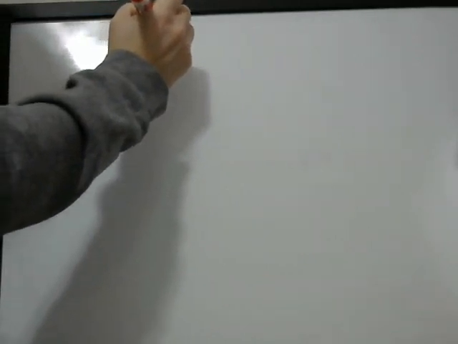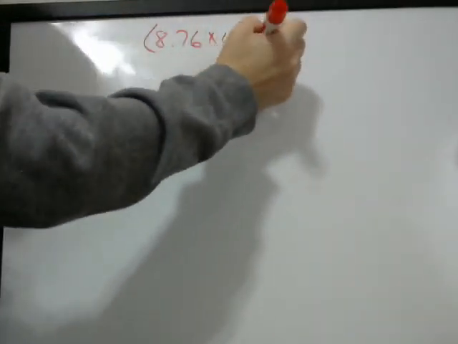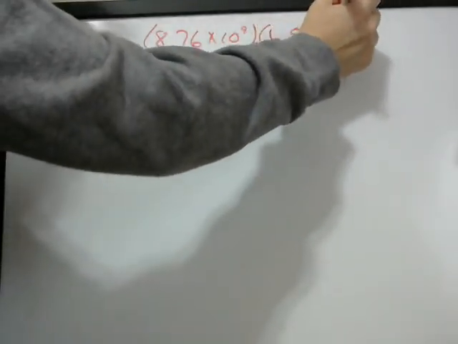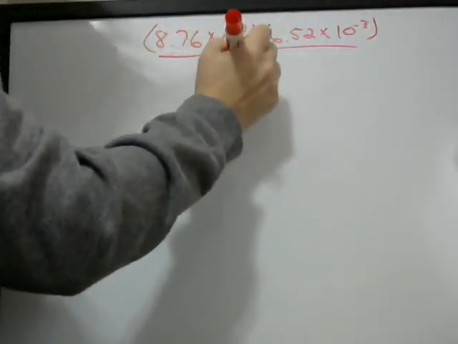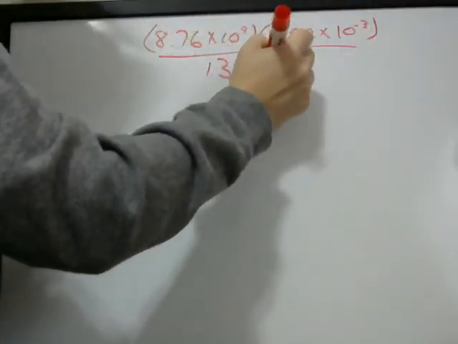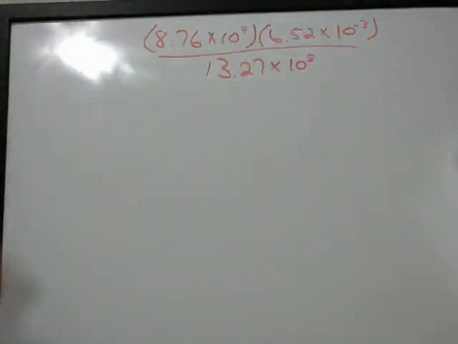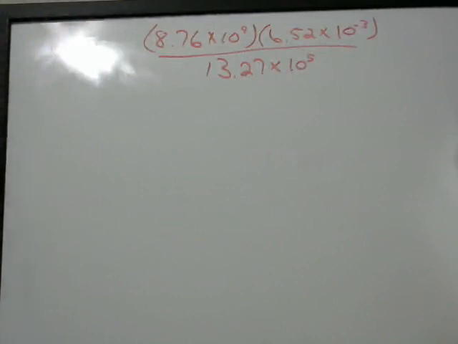Let's say we have a problem. 8.76 times 10 to the 9th times 6.52 times 10 to the negative 3rd divided by 13.27 times 10 to the 5th. So here each of these is written in scientific notation, and so we need to evaluate what the answer is to this.